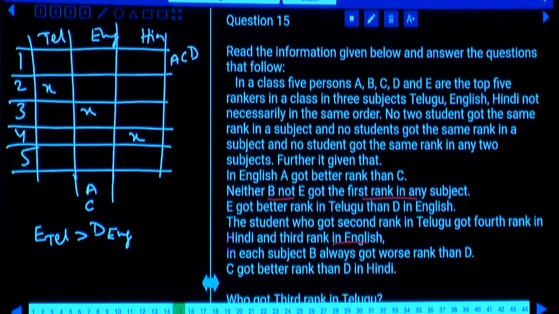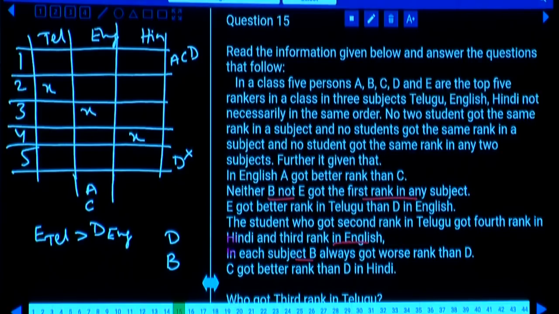In each subject, B always got worse rank than D, hence B must be always below this D. As B always got worse rank than D, then tell me whether D can be at the last place? D cannot be at the last place. Why? If D is at the last place, then B must be after this one, which is not possible. Hence D cannot be at the last place.